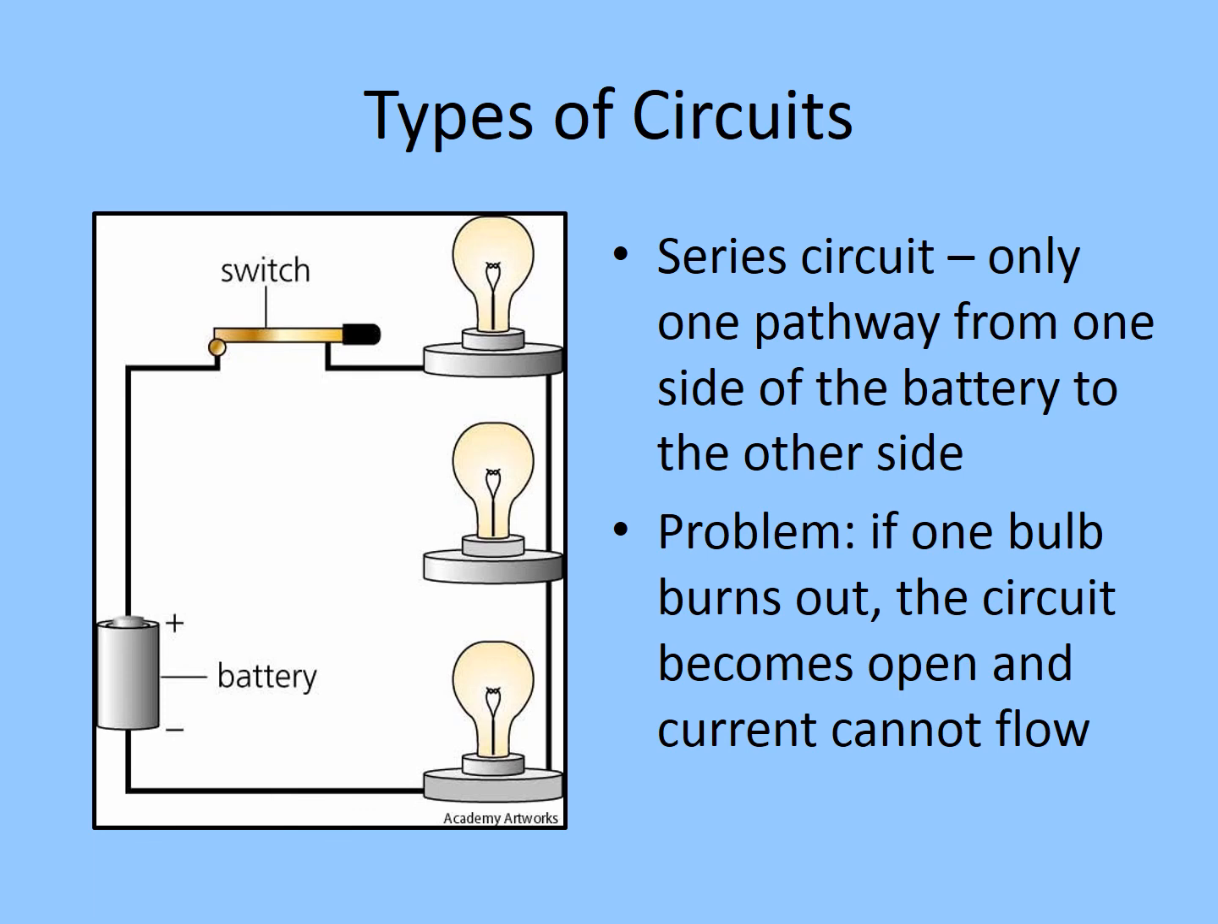There are two major types of circuits. The first one is called a series circuit, and there's only one loop of electricity there. So the electricity can only go one certain way. The problem is if any of those light bulbs burn out, then the electricity can't flow through. So you've got an open circuit, and so none of the bulbs will work.